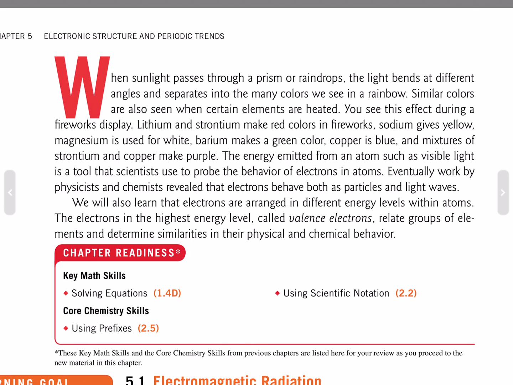Lithium and strontium make red colors in fireworks. Sodium gives yellow. Magnesium is used for white. Barium makes a green color, copper blue, and mixtures of strontium and copper make purple.